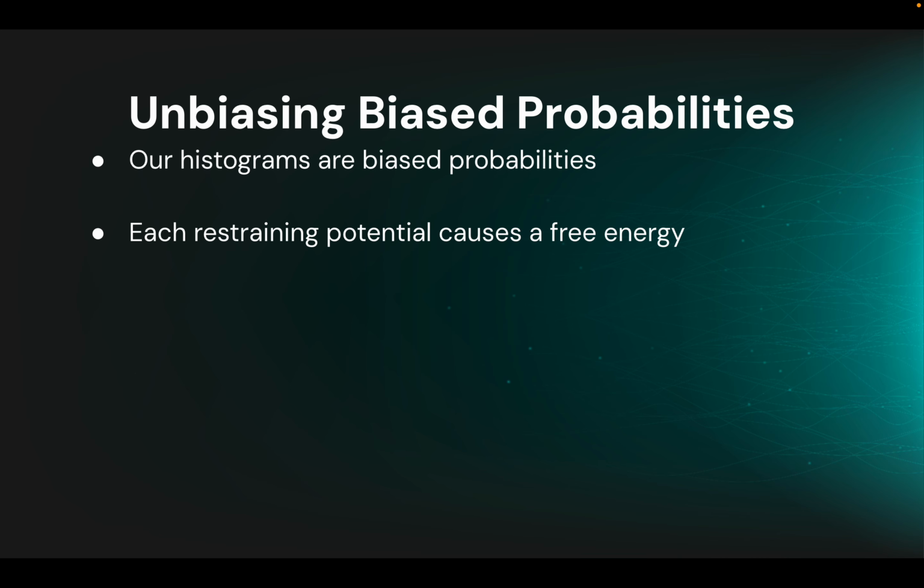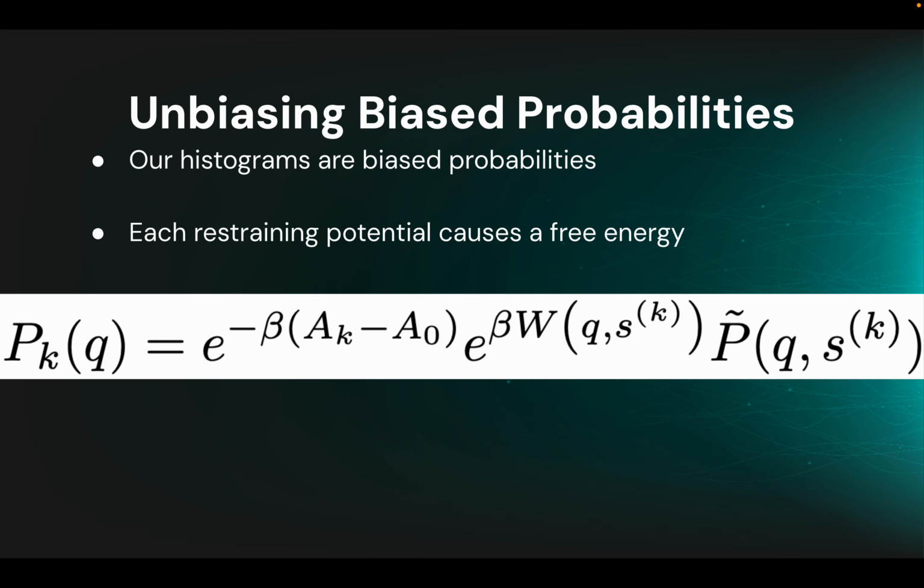So first I'll talk quickly about what it means to actually unbias these biased probabilities. So as I said before, the histograms are biased probabilities coming from each simulation. This equation is what we use to unbias the probabilities.